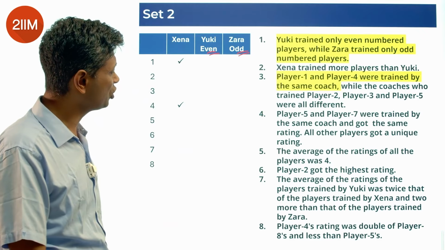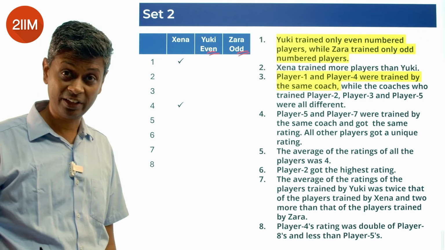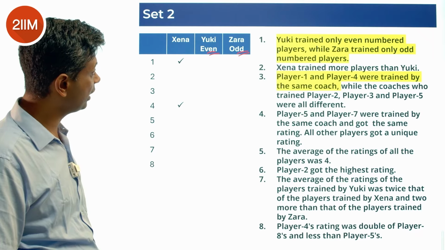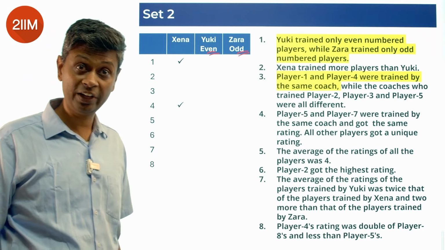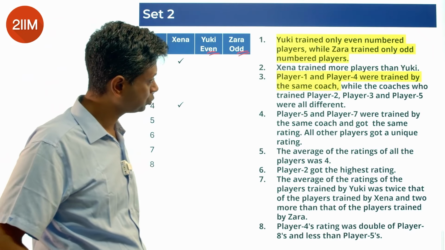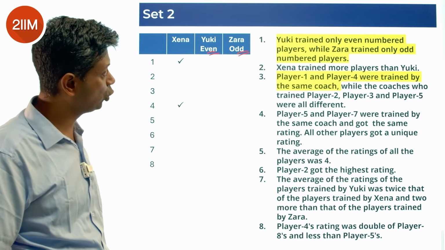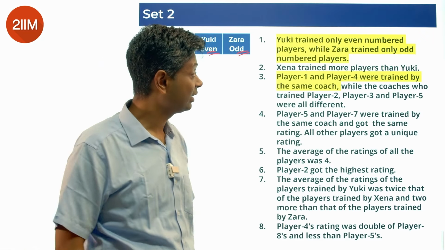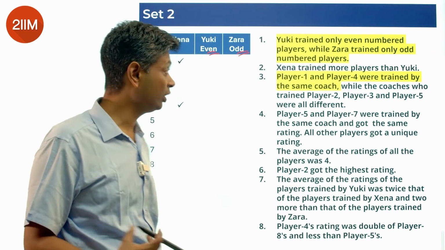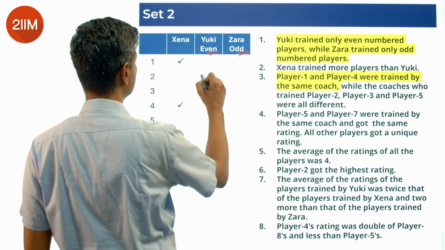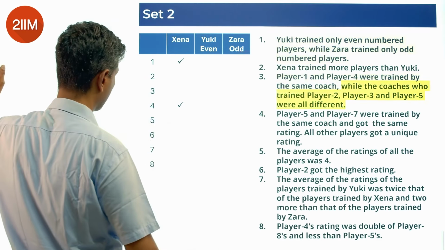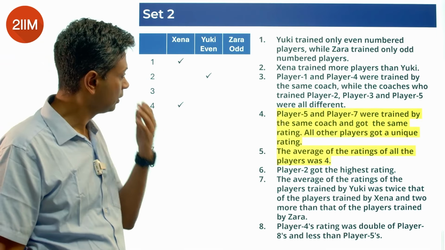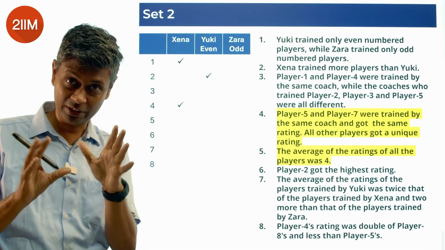Right? 2, 3 and 5 are all different. So 2 could not have been trained by Zara. 3 and 5 could not have been trained by Yuki, because Yuki trained only even numbered players. That means 2 is done by Yuki. Done. Super. So we've got something filled in.